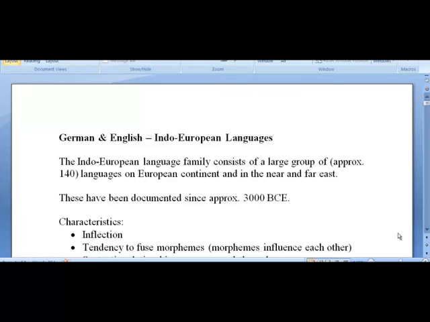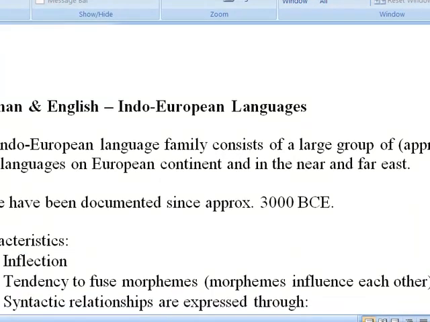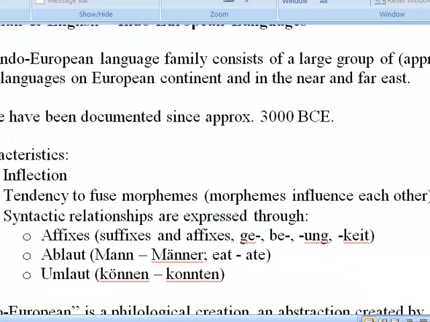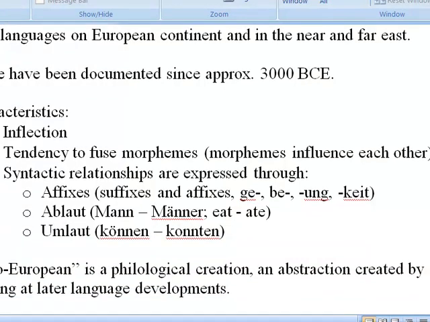German and English both are part of a group of languages called Indo-European languages. That's a large family of approximately 140 different languages on the European continent and in the Near and Far East. These have been documented since about 300 BCE, so quite a long history. There are a number of characteristics that justify grouping them together.